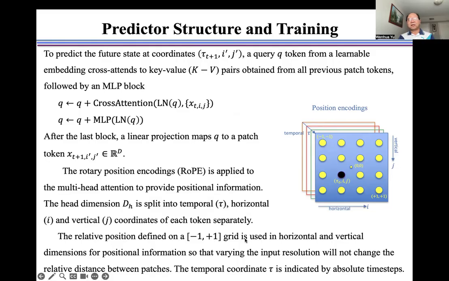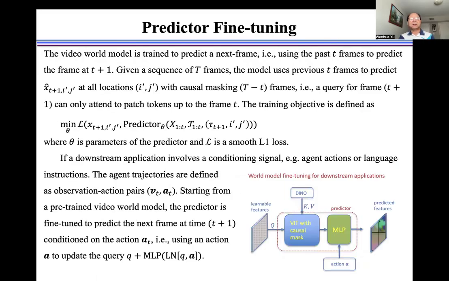The relative position defined on a -1, +1 grid is used in horizontal and vertical dimensions for position information, so that varying the input resolution will not change the relative distance between patches, as shown here. This is a -1, -1, this is a +1, +1, and this is the center point. The temporal coordinate tau is indicated by absolute time steps.